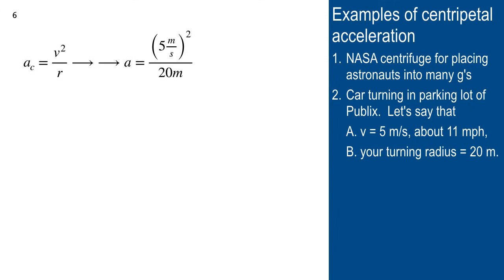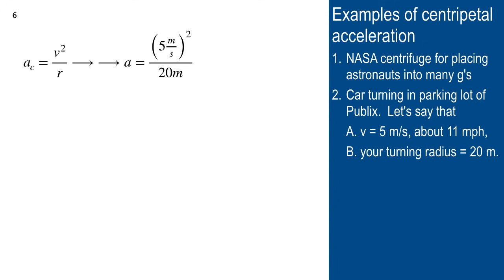And let's say that the turning radius is 20 meters. All right, so you can do that in the parking lot, but most of the time the parking lot has a bunch of cars. But late at night, you might be able to turn a radius of about 20 meters. All right, so let's go to the calculation over here.